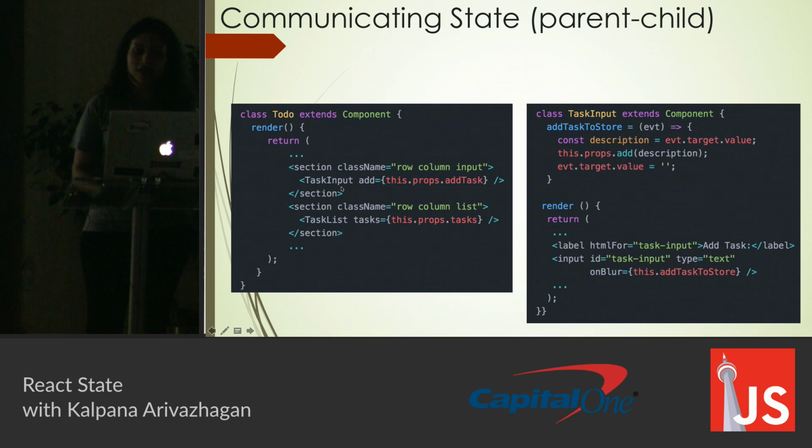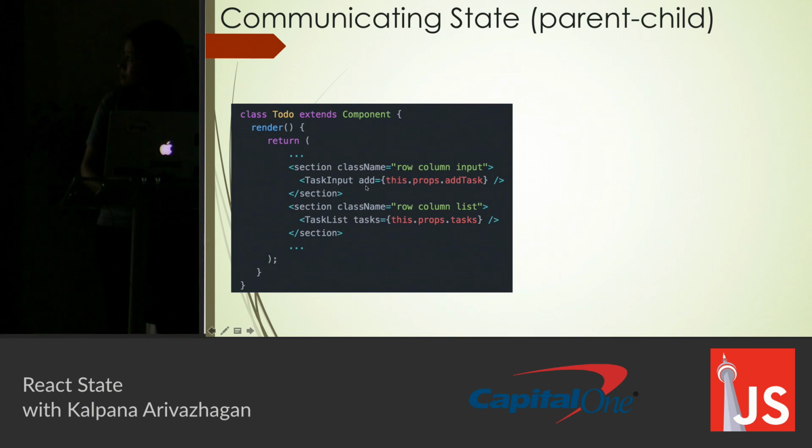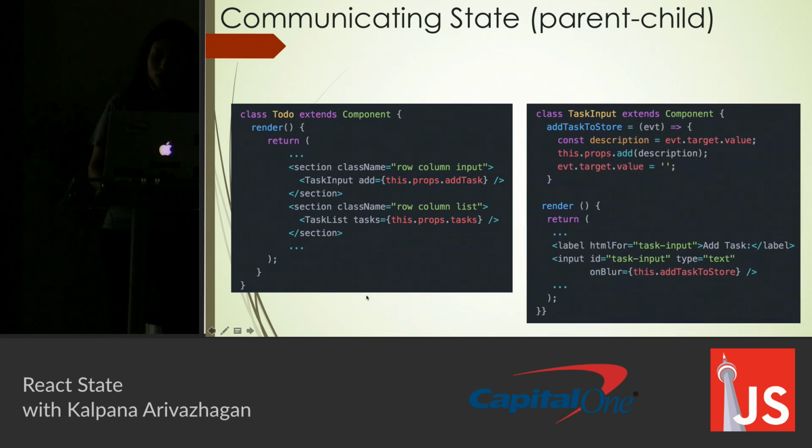Task input, as you can see, gets one property being passed to it. One is add, and the value itself is the addTask that we got from the store. That is the action. And the task list is going to have access to all the tasks from the store. We're going to take a closer look at the task input itself.